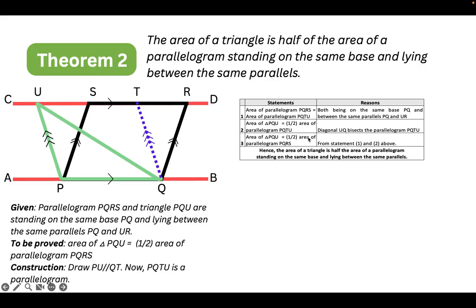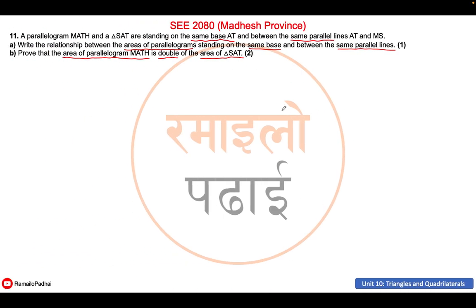So we will first construct a line and then write statements and reasons and prove that the area of parallelogram is double the area of triangle SAT. So this is what we will do. Let's move on to the solution then. Solution.